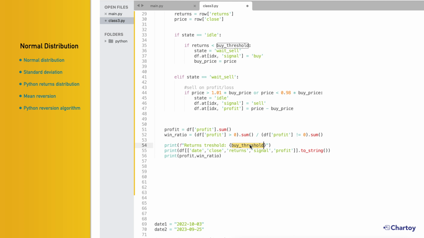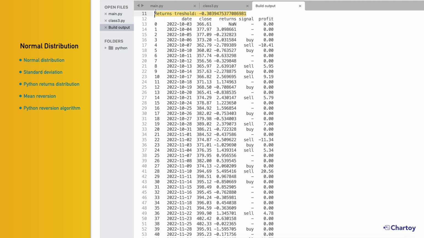So we run this and let's see the results. Okay, so first we see that the returns threshold is -0.3, which means that's the point where we want to buy, right? This is the not normal point in our distribution that we decide that we're going to buy. So each line here is just a day of the stock, with the close price, the returns, etc.